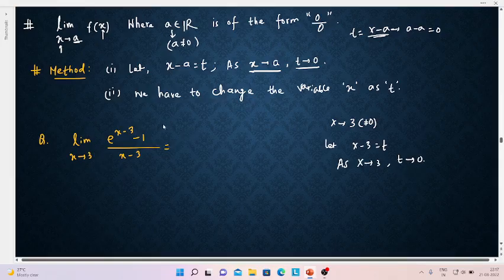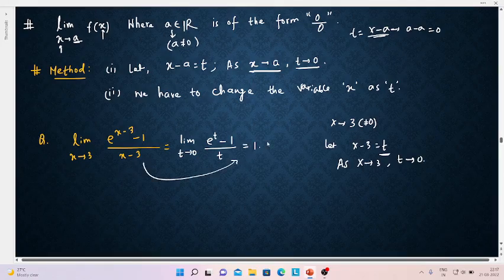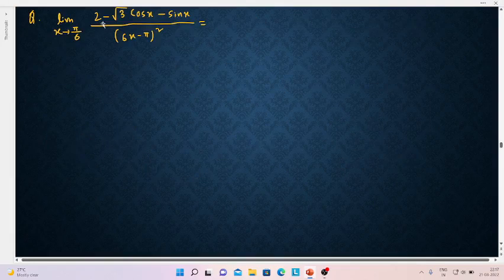So that particular function is written as the limit as t tends to 0 of (e to the power t, minus 1) over t, because x minus 3 is nothing but t. That is a standard limit, right? That is equal to 1. So the value of this particular function is nothing but 1, right? So let's move to another question.